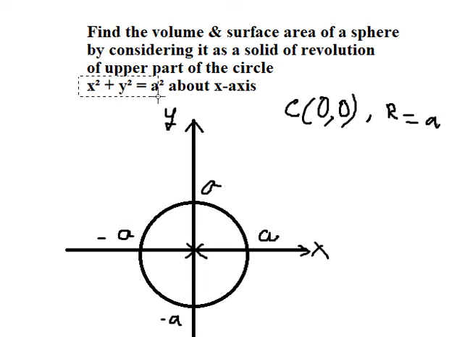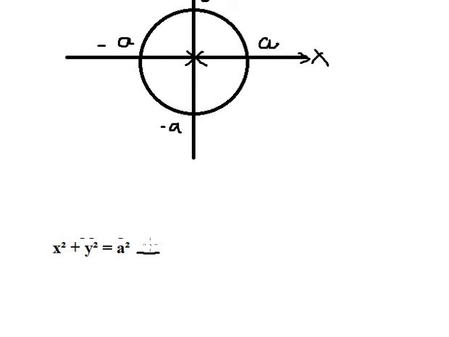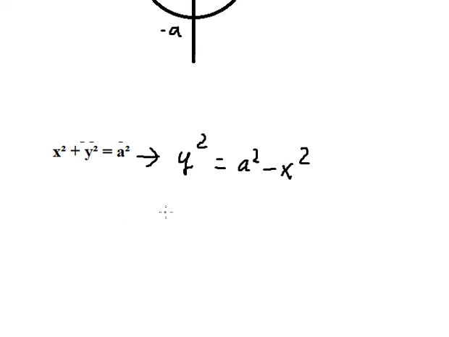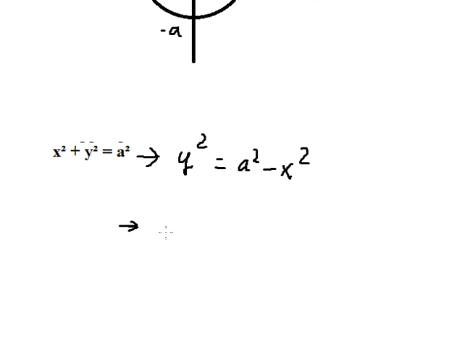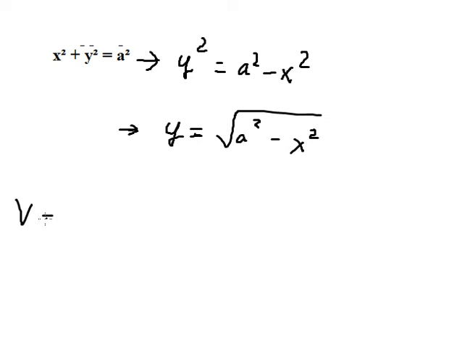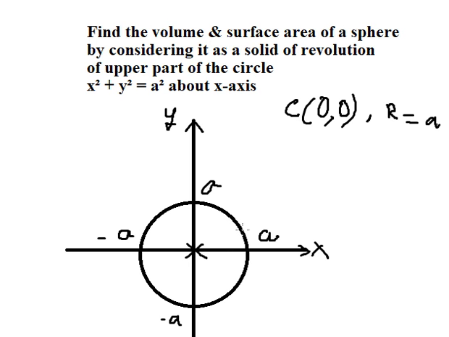So we have this equation. We put x squared to the right. Now we put the square root on both sides because we just select the upper part. That means we need to select the positive next to the square root. Now we can apply the formula of the volume in here. The bounds of this one are from negative 8 to positive 8.